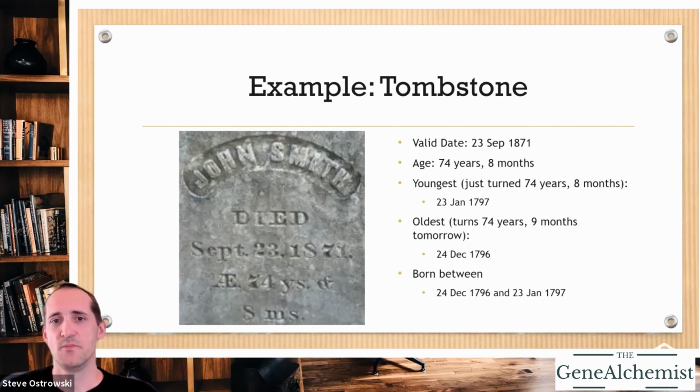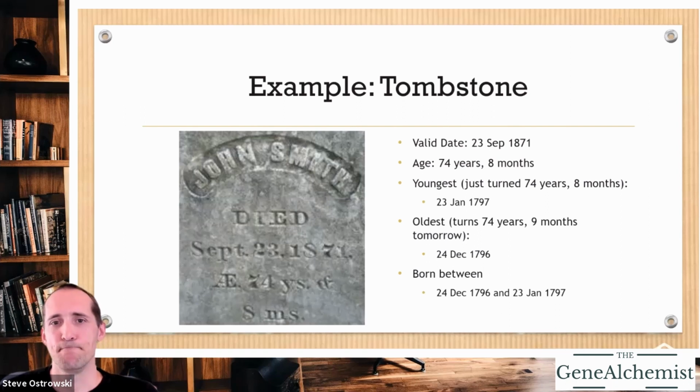So you combine those two bits of information, and you end up being able to record that this tombstone says he was born between the 24th of December, 1796 and the 23rd of January, 1797. Now we have a 1 month window that crosses 2 years for which we can look for the record, if this were accurate.